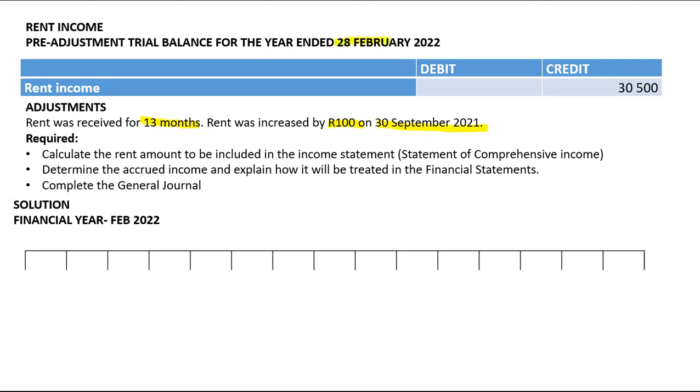Since the end of the financial year is the 28th of February 2022, it means that the beginning of the financial year will be the 1st of March 2021. The financial year will run from the 1st of March 2021 up to the 28th of February 2022. I need you to note that rent was actually received for March of the following financial year.